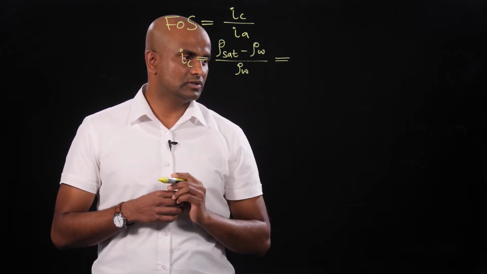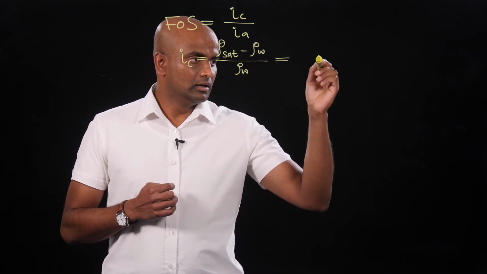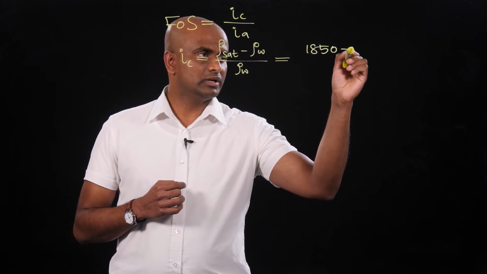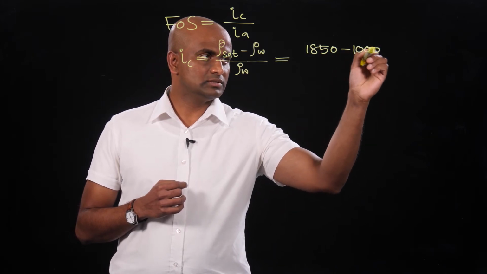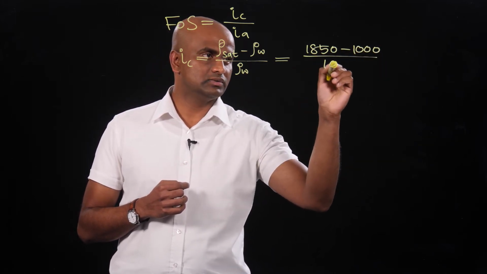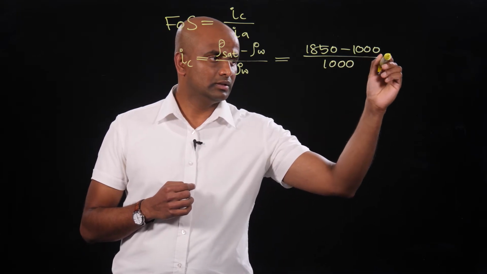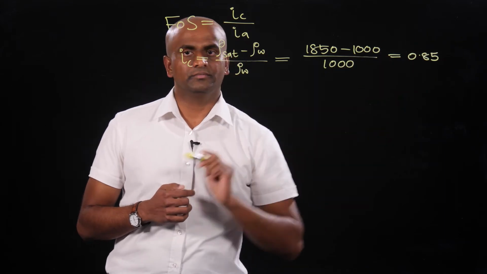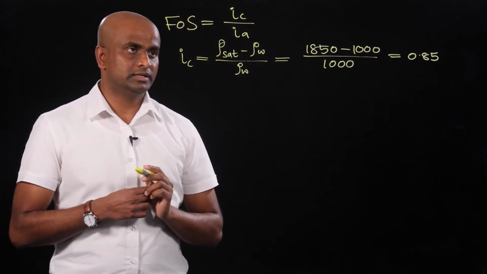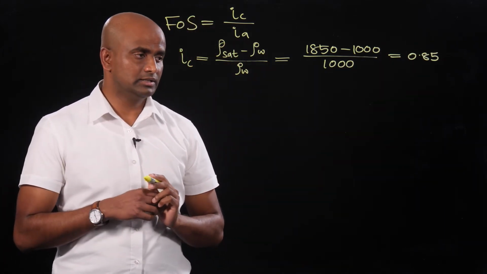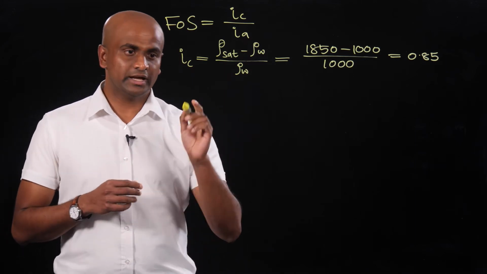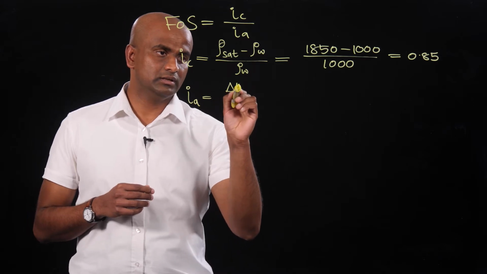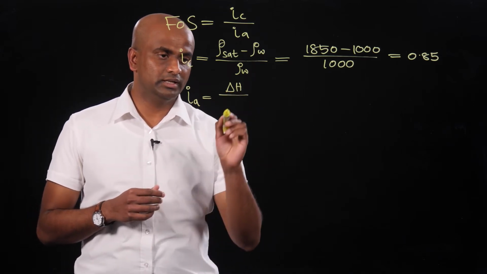The density of the soil is given as 1850 and the density of water is always 1000, divided by 1000. So that will be 0.85, which is your critical hydraulic gradient. And the other thing you need to calculate is the actual hydraulic gradient for the exit square. So the actual hydraulic gradient is defined as the head difference divided by the length.